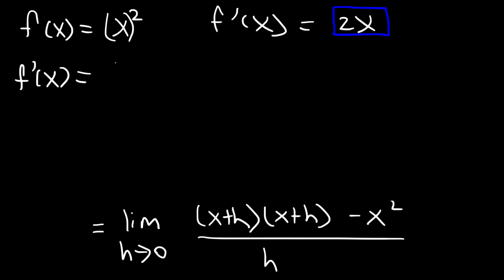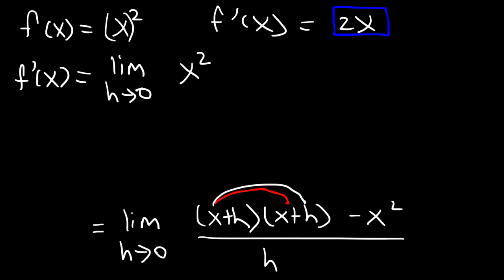So now let's FOIL. First we have x times x, which is x squared. And then we have x times h, and then h times x. So that's going to be xh plus another xh, which is 2xh. And then h times h is h squared.